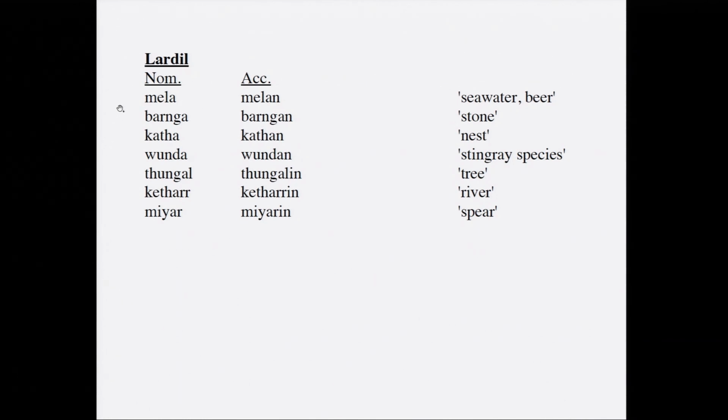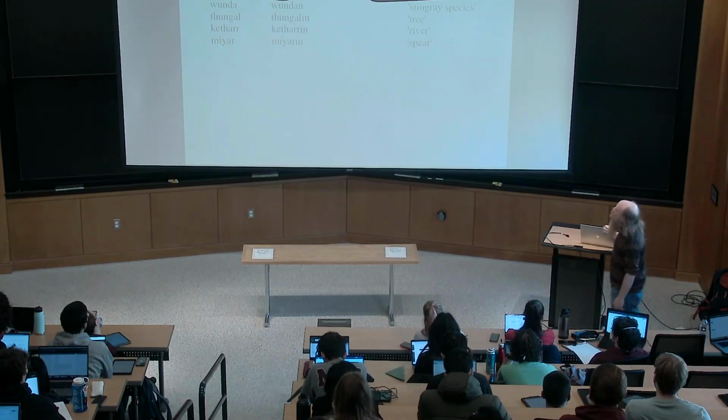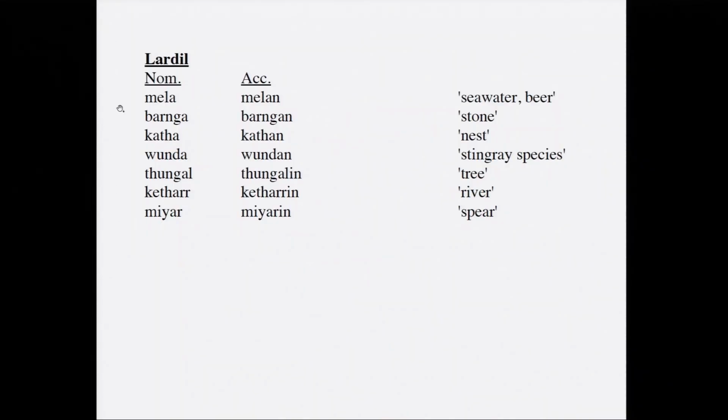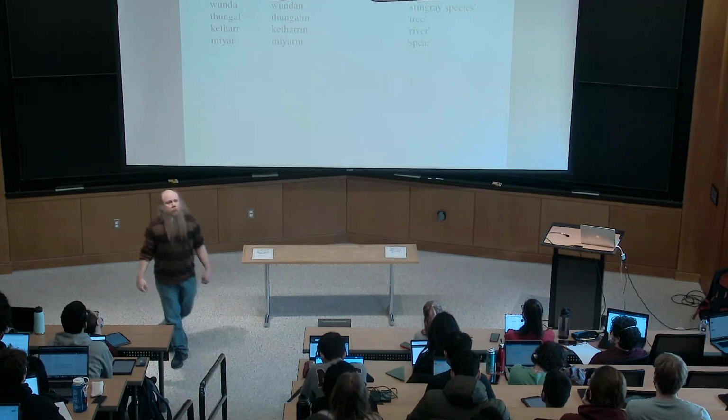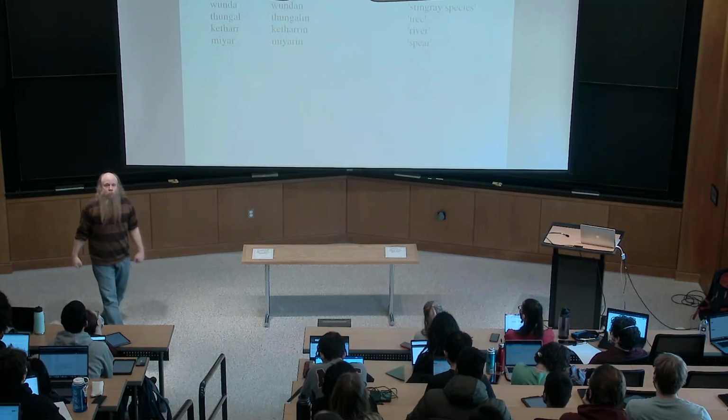Here are a bunch of nouns in their nominative and accusative forms. So you've got mela, which means seawater. It also means beer, I guess on the theory that they're both foamy things that make you sick if you drink too much of it. Mela, barna, gala, unda, tongar, gedar, and miar. Those are the Lardil nouns in their nominative forms. And then you've got their accusative forms there, which I won't read to you. What's the accusative morpheme?